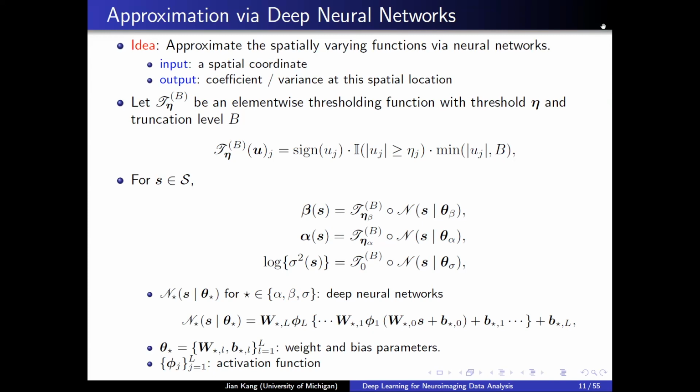Basically, we believe only some parts of the brain region have a non-zero effect, and then we carefully design the output layer of this neural network. We use a sort of hard thresholding operator on the output of the neural network. So given any location as input to the neural network, the output will have dimension capital J plus N plus 1. The output will be all those coefficients, and we have this special operator.